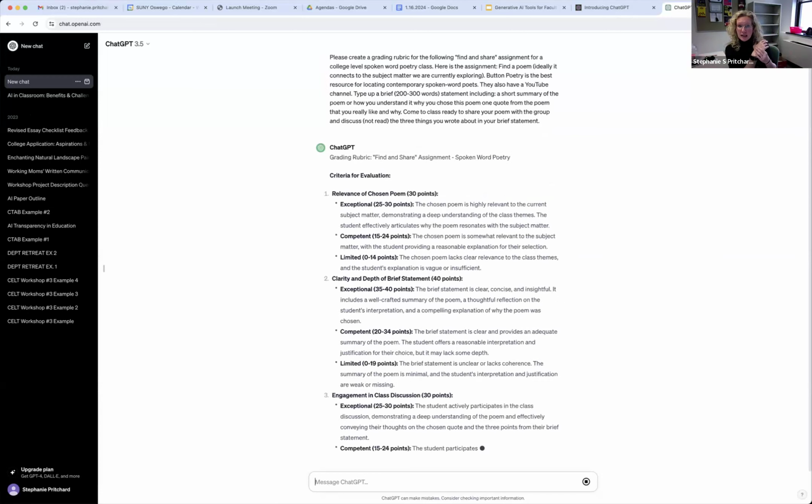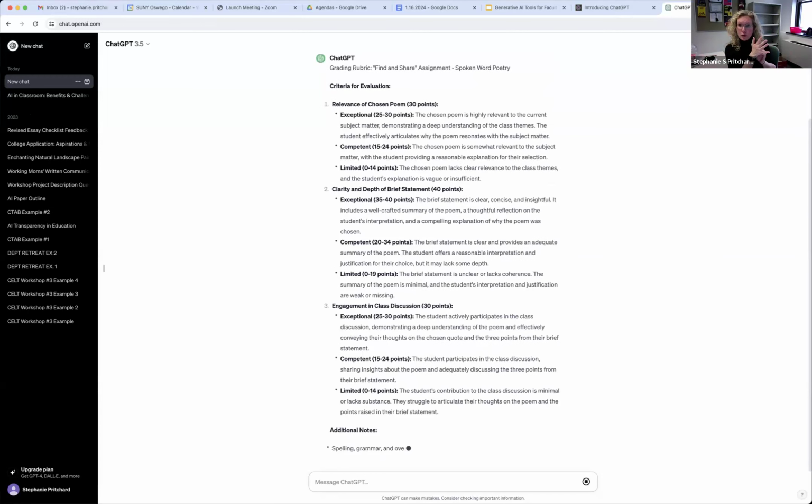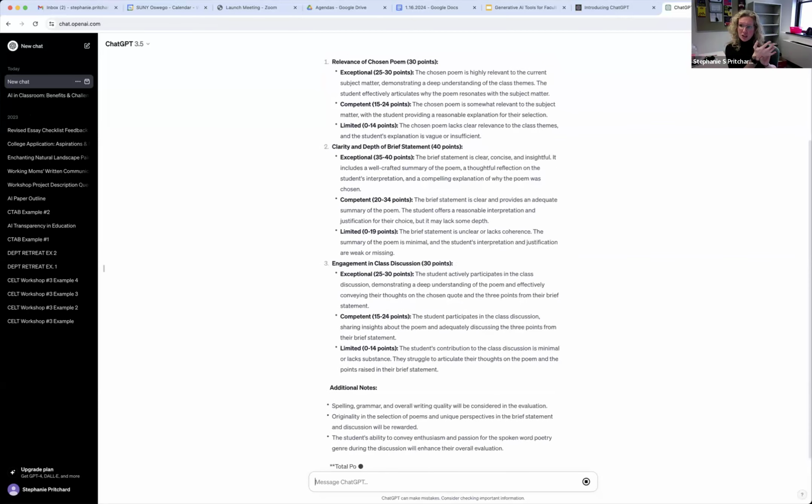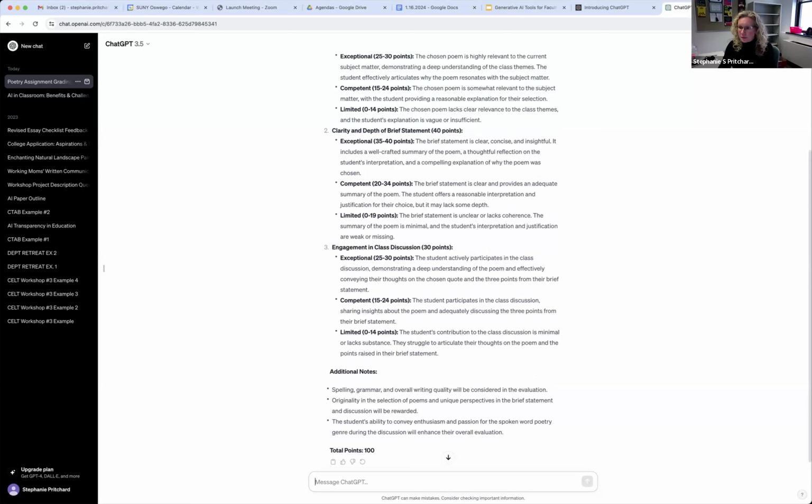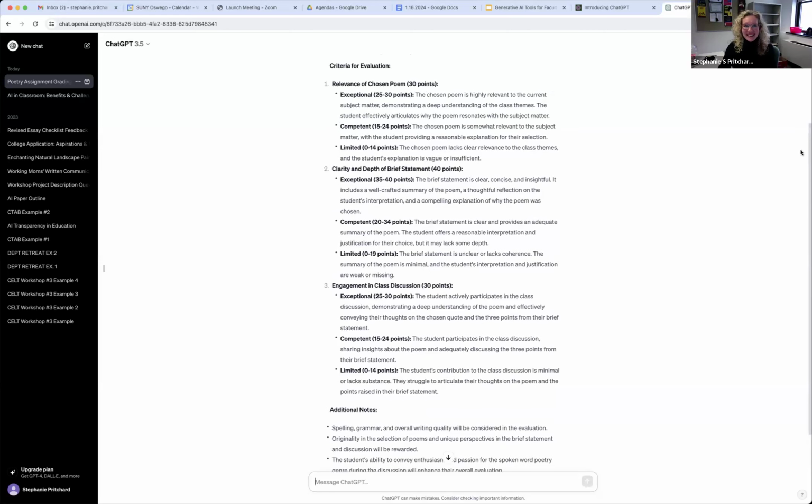Could anyone who's here, as this is working, if you use rubrics frequently, mention that in the chat, just so I know if there are people here who do this a lot? Okay. Okay, awesome. So I'm going to scroll up just a little bit. Yes, but never used ChatGPT.